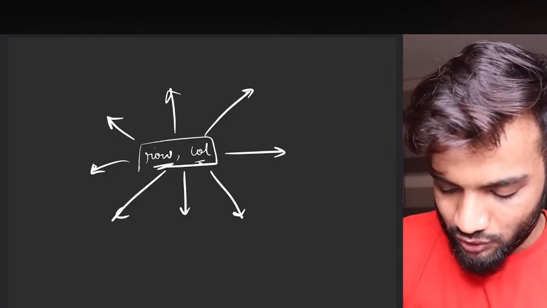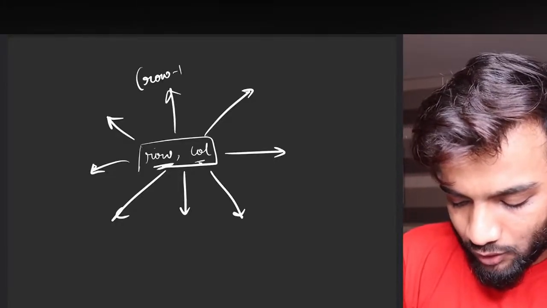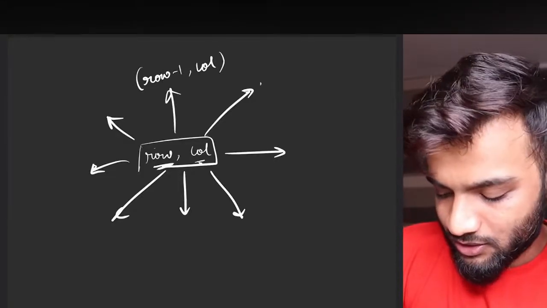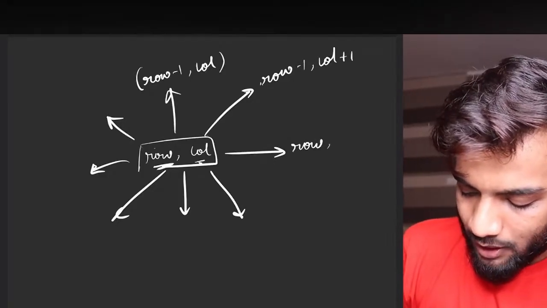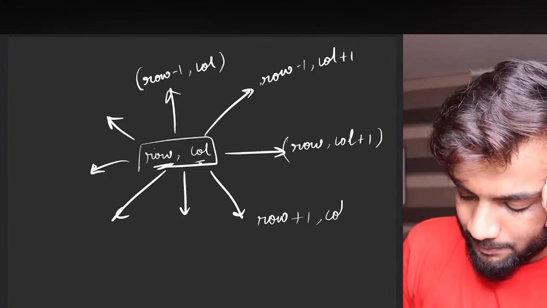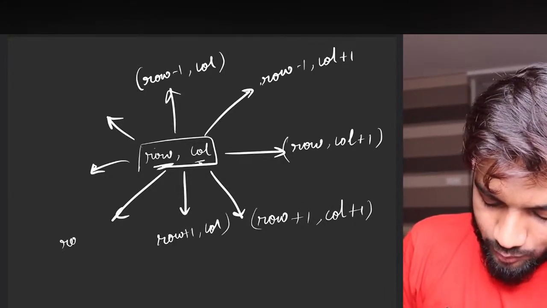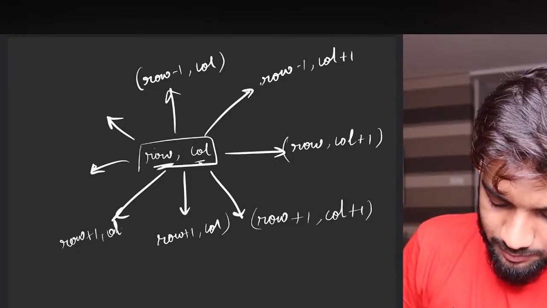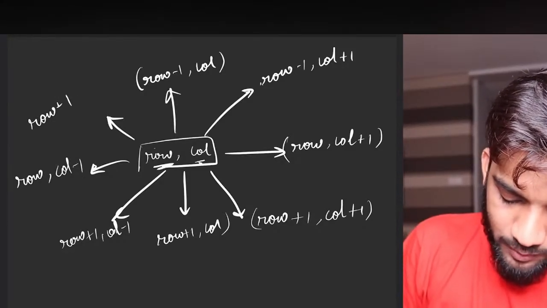So this is row and this is column. What will be the index above row? That's going to be row minus 1, column. What will be this? This will be row minus 1, column plus 1. Perfect. This will be row, comma, column plus 1. What will be this? This will be row plus 1, column plus 1. This will be row plus 1, comma, column. This will be row plus 1, column minus 1. This will be row, comma, column minus 1. This will be row minus 1, column minus 1.